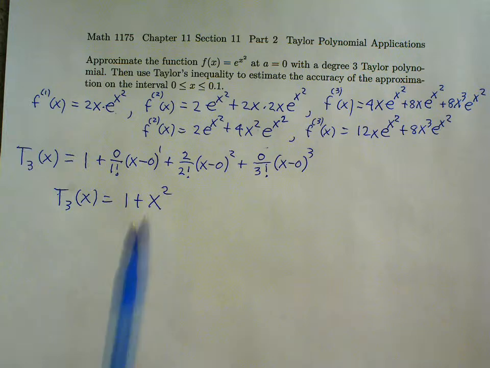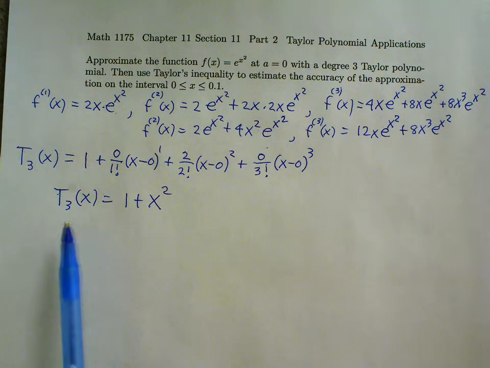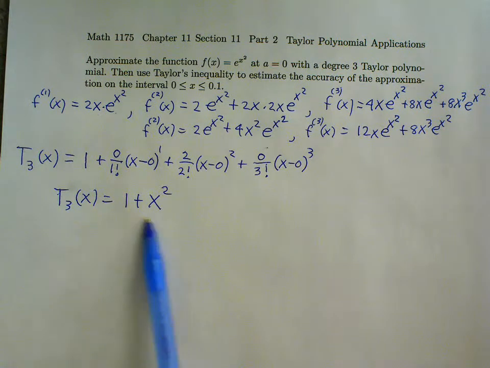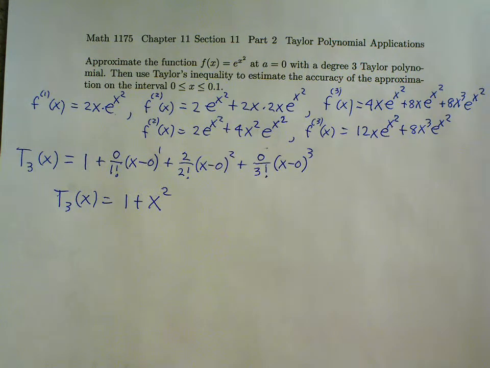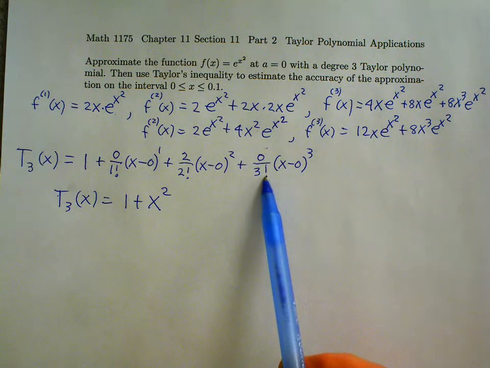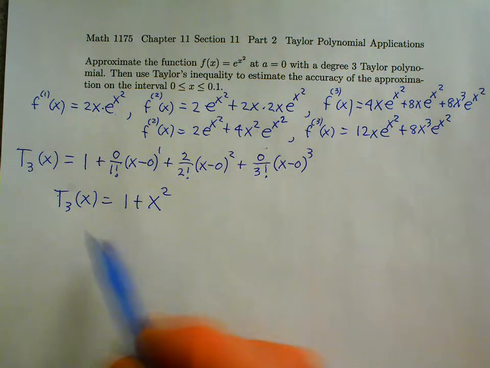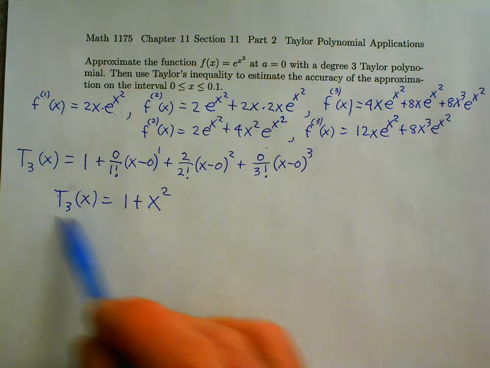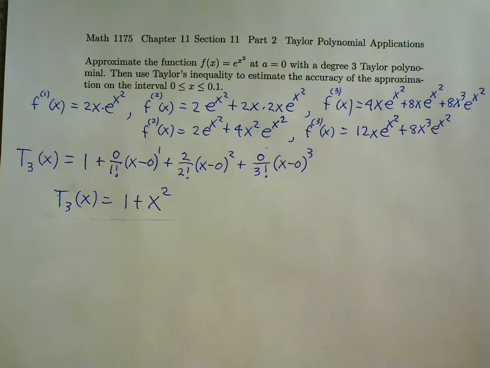So you might object, we refer to T sub 3 of x as the degree 3 Taylor polynomial, but 1 plus x squared is clearly not a degree 3 polynomial. Well, you just have to live with that when some of the coefficients are 0. So this is T sub 3 of x. It's equal to 1 plus x squared.